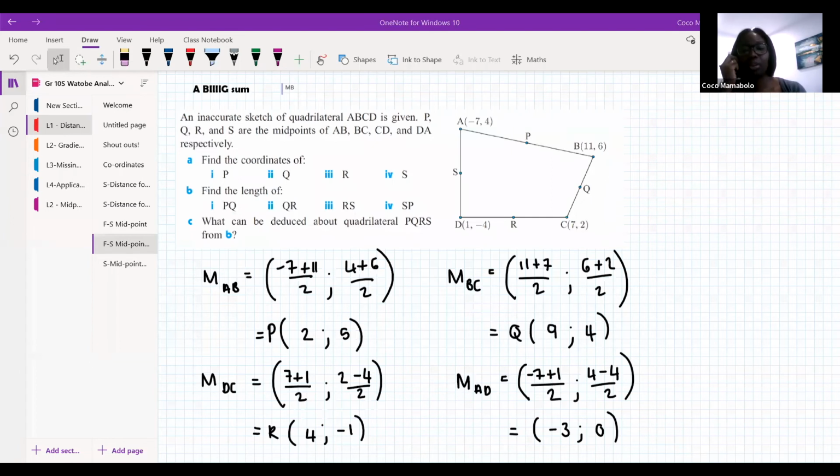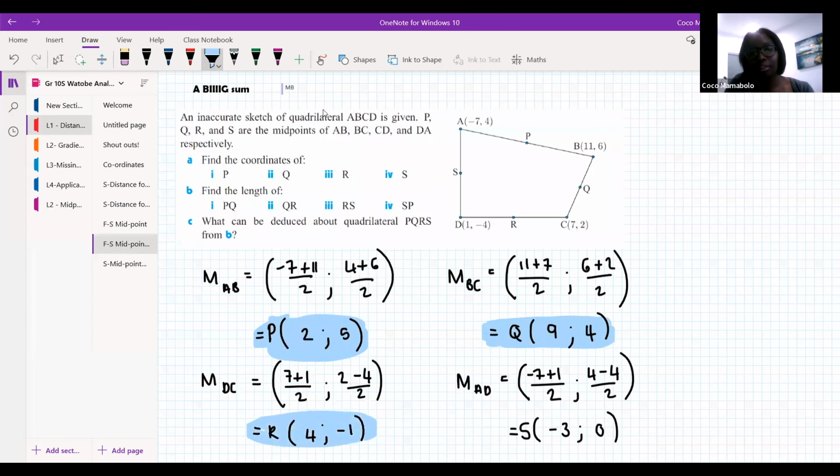Now we have to look at question B. Question B says, find the length of PQ, of QR, and RS and SP, and tell me what you guys figure out. So now we're going to be using P and Q and finding the length. Remember, use the distance formula, and then use R and S. Yes, Mbali, where have I lost you? This is the question we're doing, guys. That one, question B.